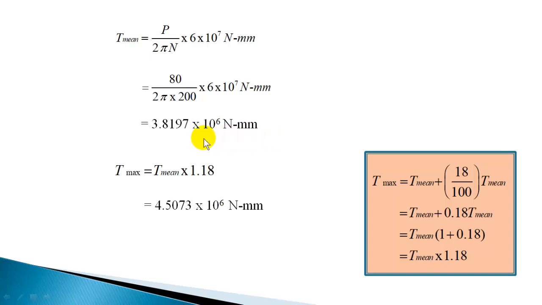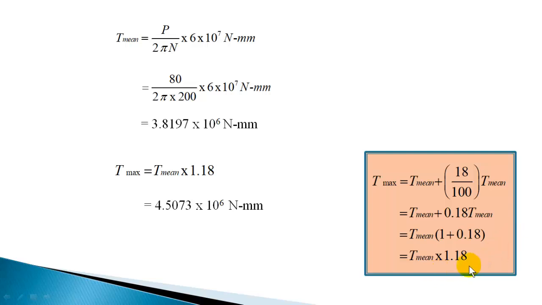Now after getting this, you need to find out the maximum torque. As I mentioned, you can multiply with 1.18. What is given is maximum torque is 18% more, that is mean torque plus 18% of mean torque. So that is 18 by 100 or 0.18. So T mean plus 0.18 T mean, that is the maximum torque, or T mean into 1 plus 0.18, or T mean into 1.18. So when you say 18% more, you can multiply that mean torque by 1.18.